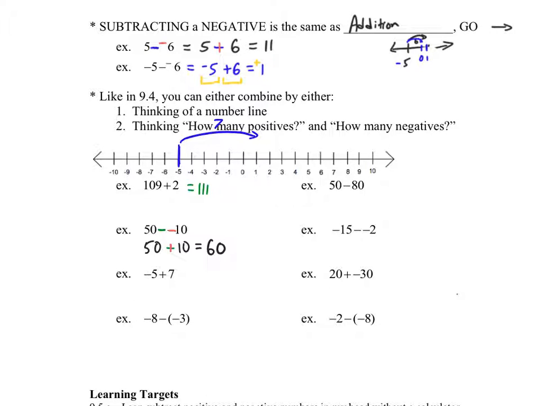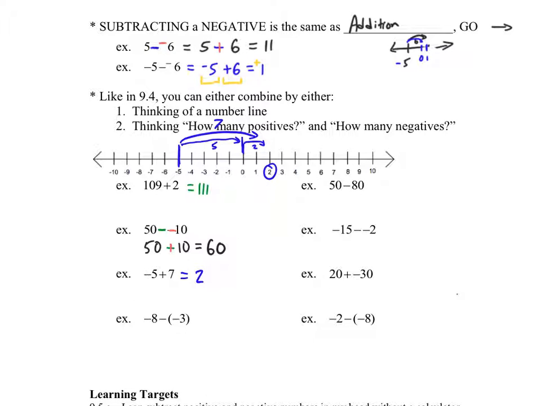Well, if I look, it's going to take me 5 jumps to get right here. So I could say I have 5 to get right there. So I need to go 2 past that. So 5 gets me just to 0. I go 2 more, so I end up at a positive 2. So negative 5 plus 7 equals 2.